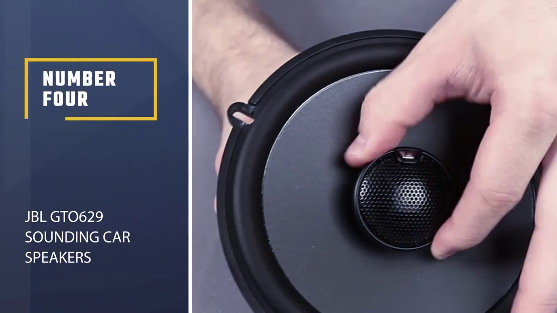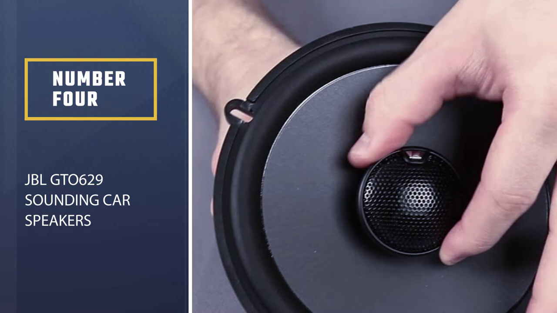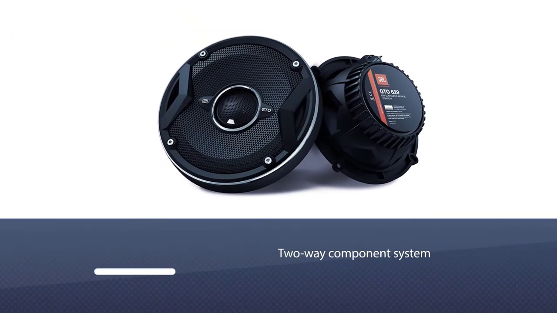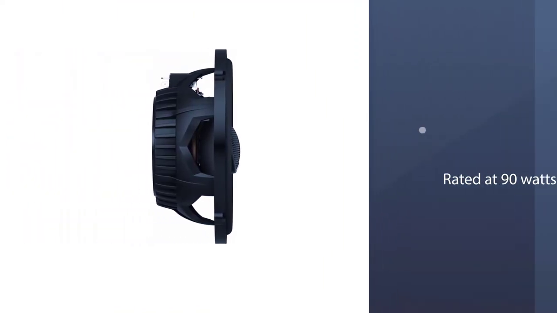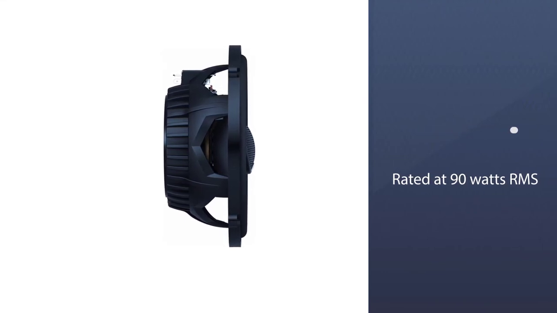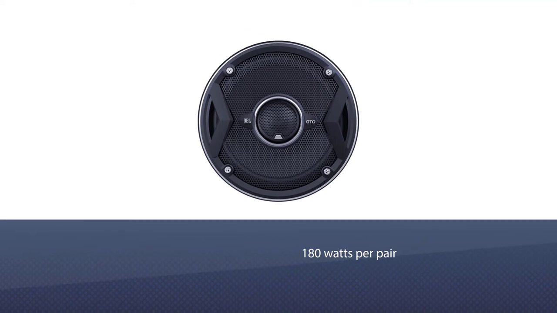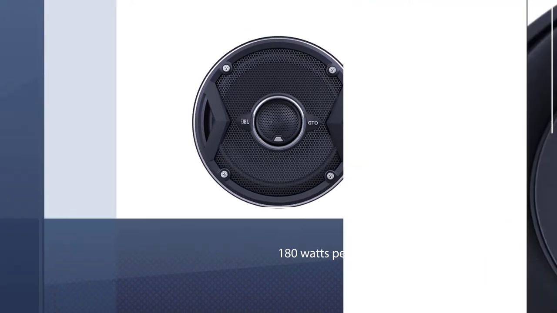Number 4. JBL GTO 629 sounding car speakers. For decades, JBL established itself in the home audio industry, and now its engineers are creating high-quality speakers for automotive use. The 6.5-inch GTO series two-way component system is rated at 90 watts RMS each or 180 watts per pair.